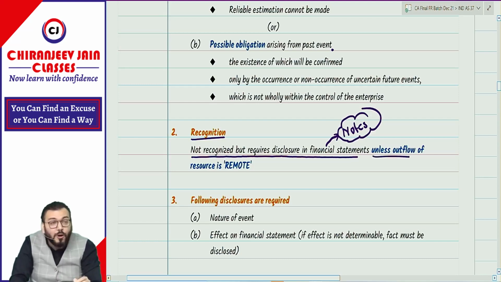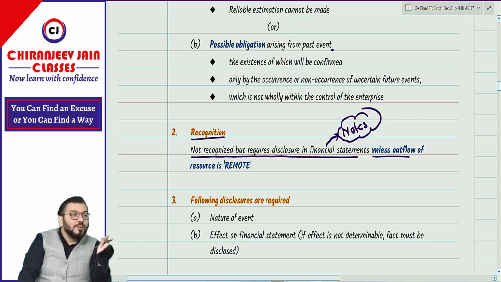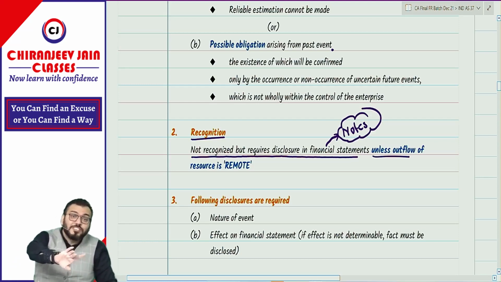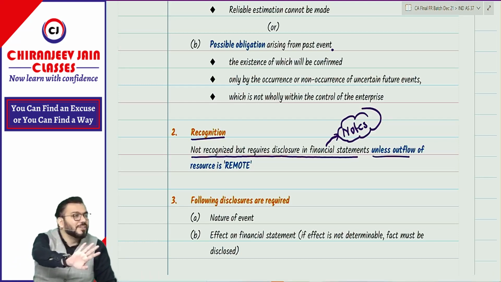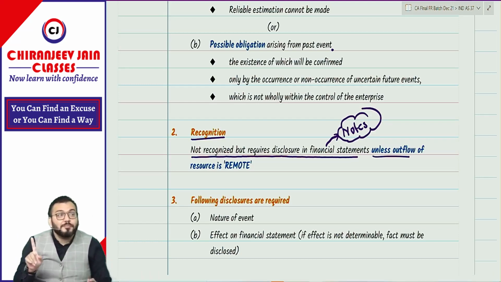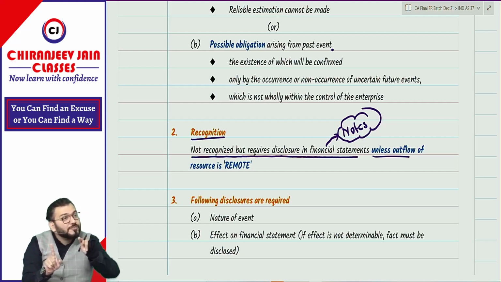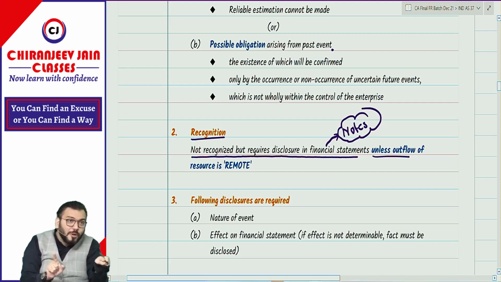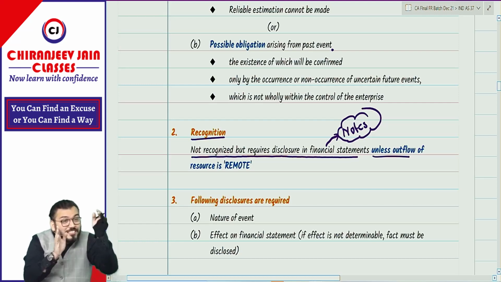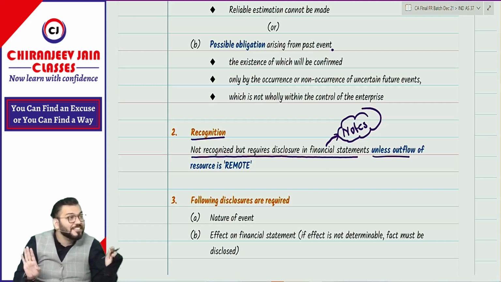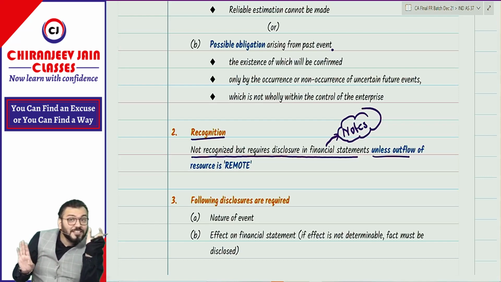Unless outflow of resource is remote. So what they are saying, if the outflow of resource is remote, then you can ignore disclosure. I hope you are understanding. If the outflow of resource is probable, then disclose it. If outflow of resource is not probable, then also disclose it. But if the outflow of resource is remote, chances are very less, then ignore it. Correct now?